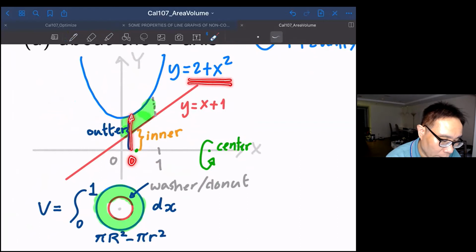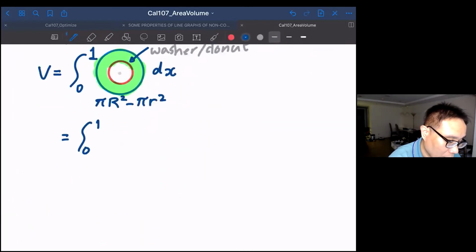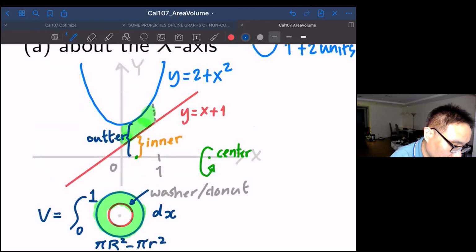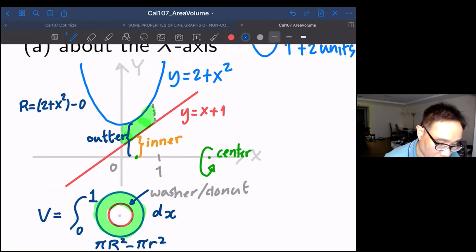So it's going to be 2 plus x squared subtract 0. So that will be the outer. So it's going to be 2 plus x squared, okay, subtract 0. So this one will be your capital R, okay, so it's going to be outer. Let me write it down here. R will be 2 plus x squared subtract 0.